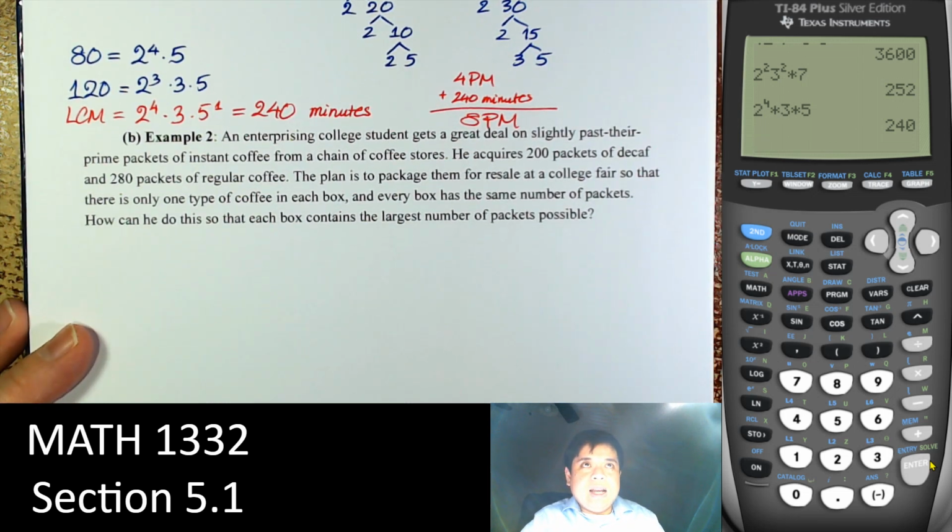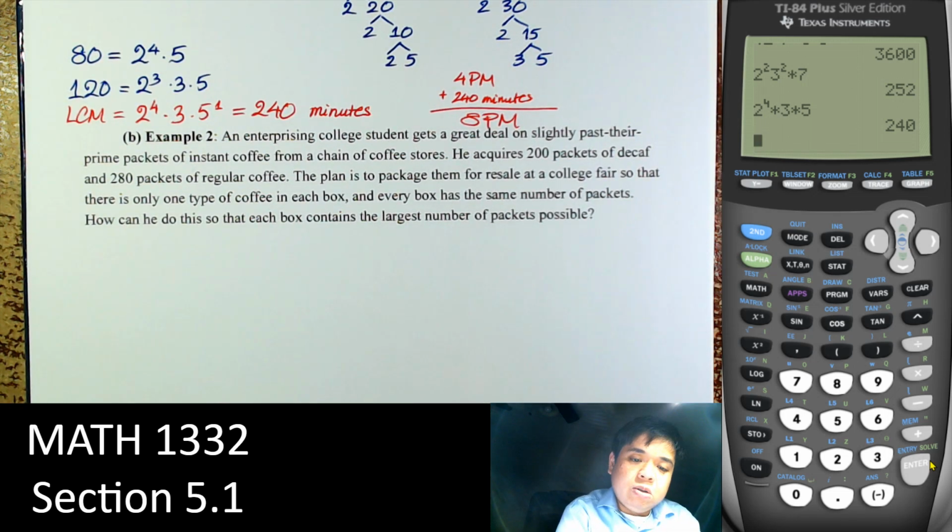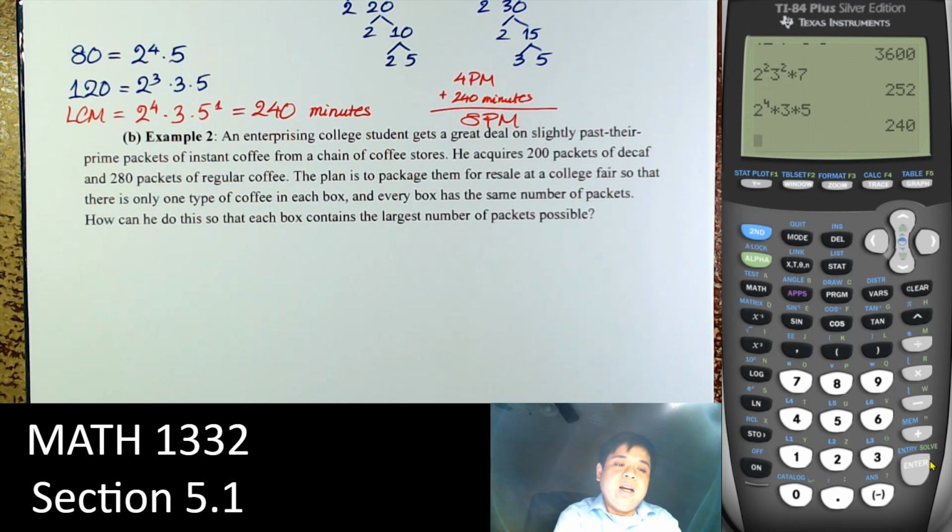Right. Next, an enterprising college student gets a deal on slightly past their prime packets of instant coffee at a chain of coffee stores. He acquired 200 packets of decaf and 280 of regular coffee. The plan is to package them to sell. Of course, he's not going to sell all 200 decafs and 280 regular coffee at the same time. He will break them up into packages. And the question is, how can he do this so that each box contains the largest number of packets?